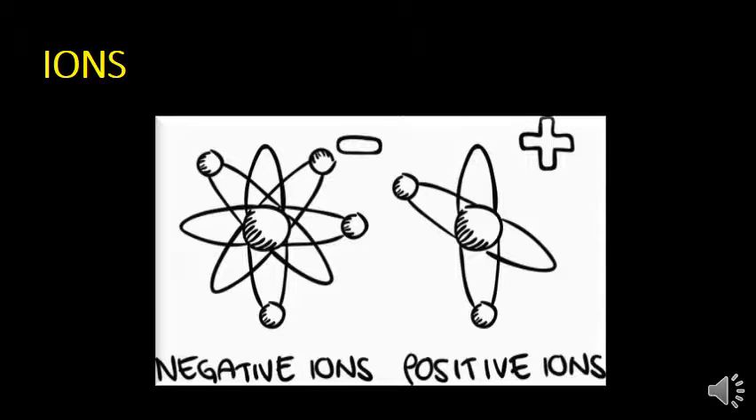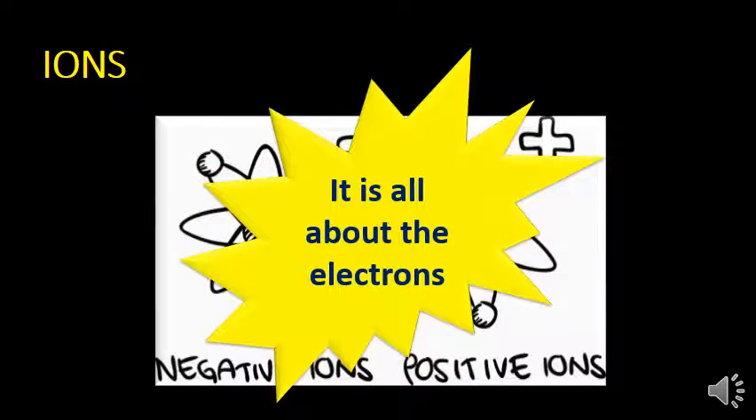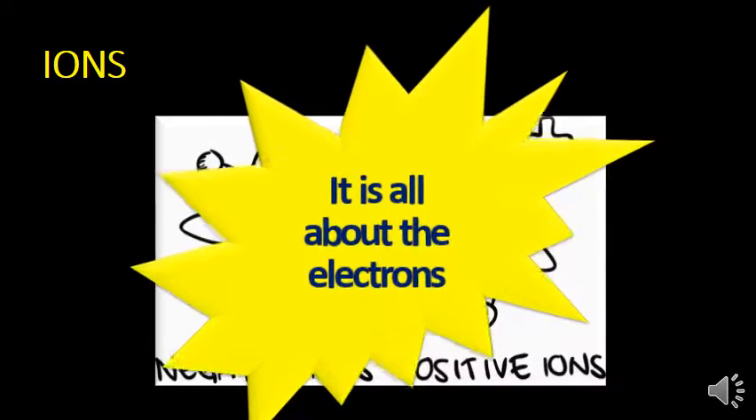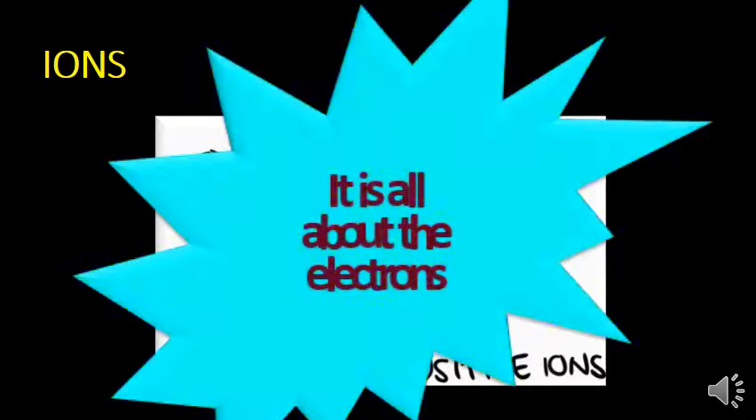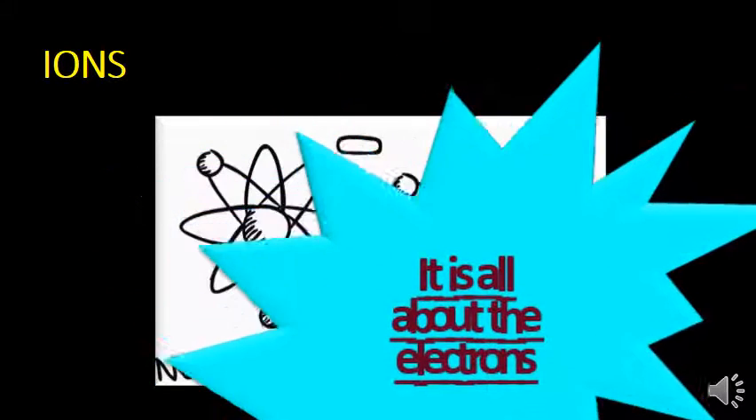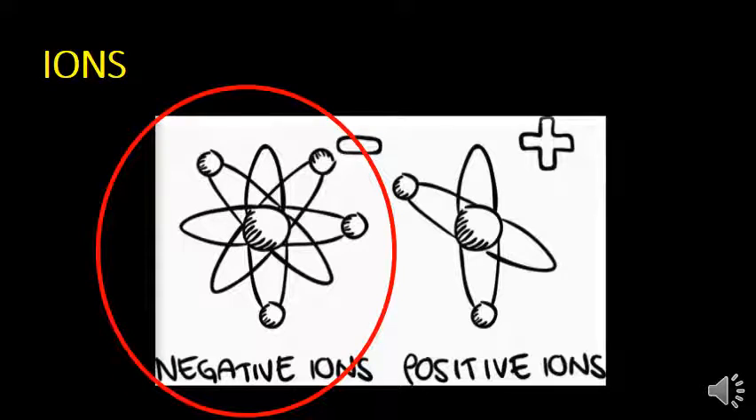All right, that's enough of the positive ions. Now, remember, it's all about the electrons. Atoms lose electrons to become positive ions. It's all about the electrons. Now, let's see how the electrons work for this guy, because now we're going to focus on negative ions.